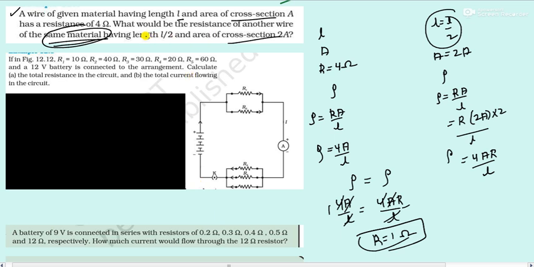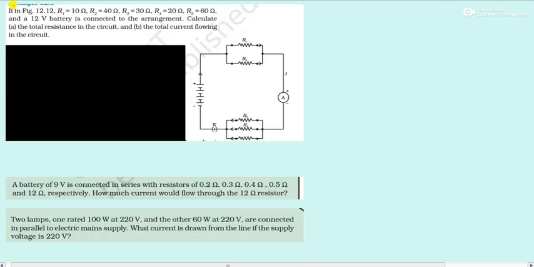Moving to the next question. In the figure 12.12, this is the figure. R1 is 10 ohm, R2 is 40 ohm, R3 is 30, R4 is 20, and R5 is 60. A 12 volt battery is connected to the arrangement. Calculate the total resistance and total current.